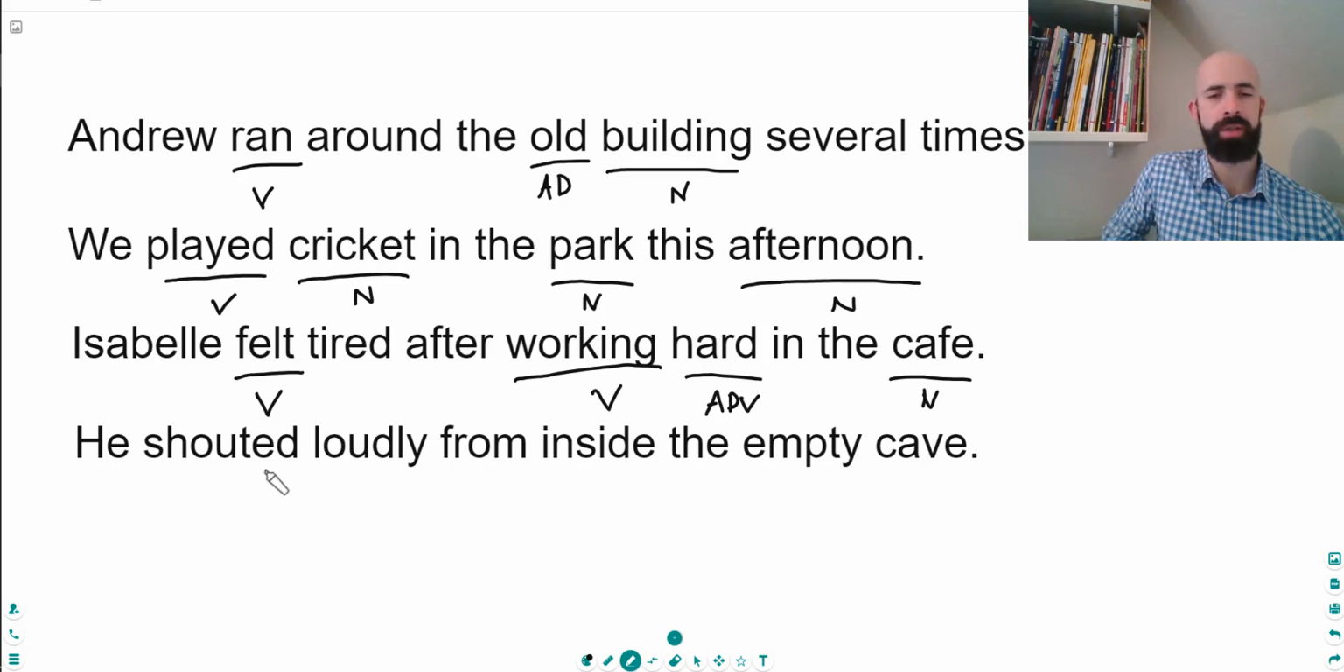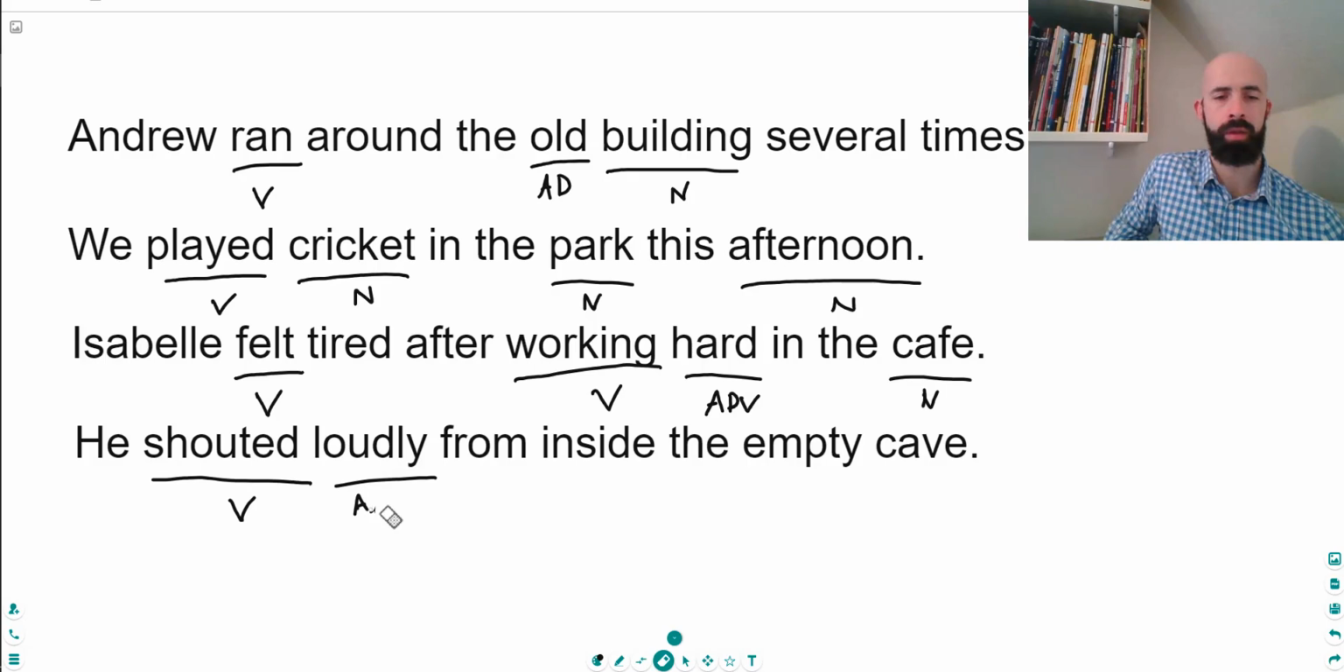Okay, next up, he shouted loudly from inside the empty cave. So we've got the verb to shout here, again, past tense. Loudly is definitely an adverb there. Sorry, an AV. So that should be an AV. Loudly is definitely an adverb there, ends in ly. From inside the empty cave. So we've got cave, which is the noun, and empty, which is the adjective.